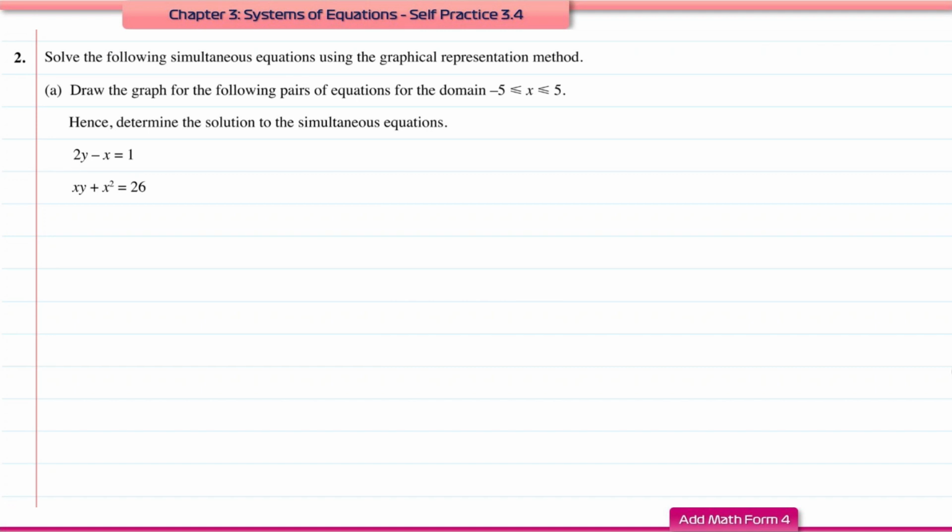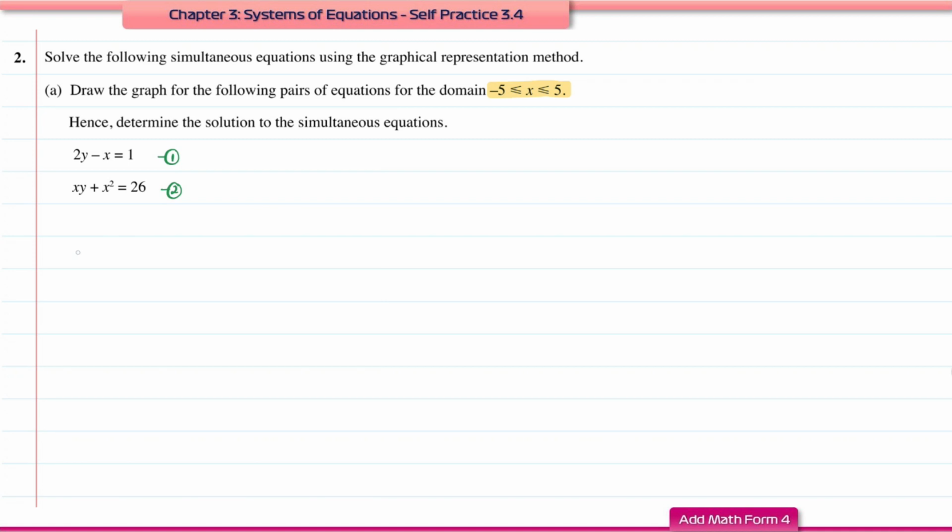So the coordinate x has been given here. We want to draw between negative 5 and 5. So next we need to find the corresponding coordinate y for each of the equations. So here I'm just going to label these as equation 1 and equation 2 in order to find the coordinate y for each of the equations easily.